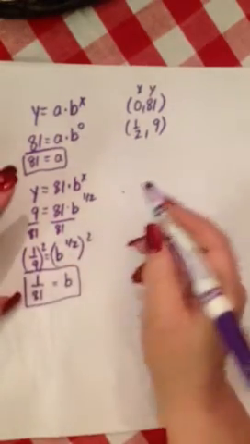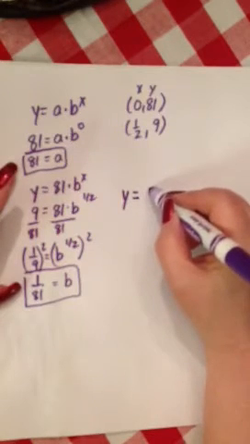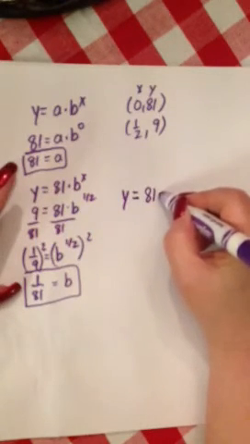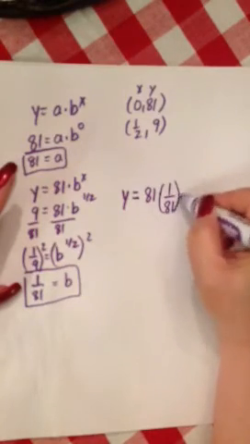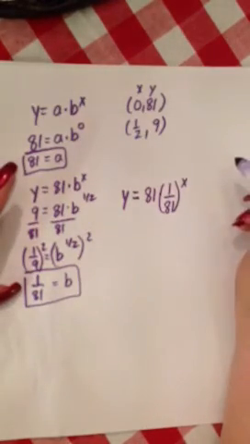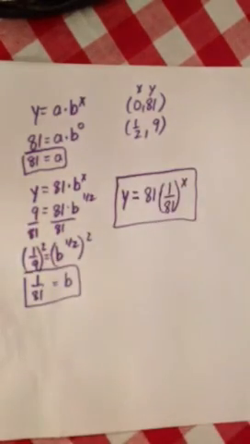And I know that these look weird because they're related, but that's okay. So we say y is equal to a, which is 81, times b, which is 1 over 81, to the x power. And that would be our answer. Ta-da!